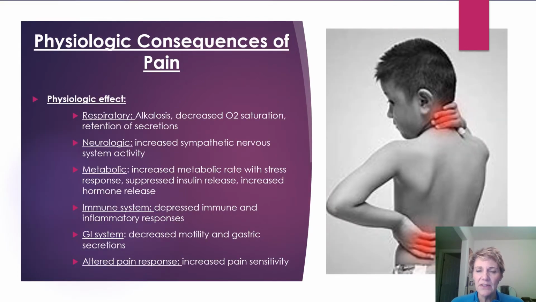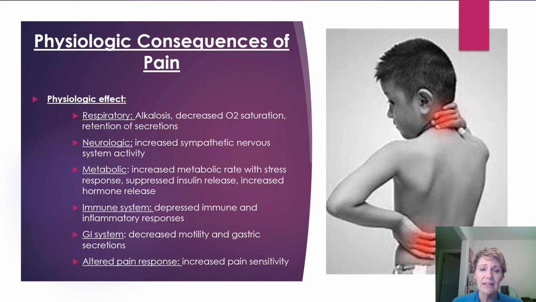There are numerous physiologic consequences as a result of pain. Much of this should be a review for you. The same exists for children as it does for adults, respiratory-wise, basically respiratory distress in some respects. We will see an alkalosis, decreased oxygen saturations. They may hold on to secretions. They may not be breathing as deeply because things hurt. Much more rapid respirations we may see.